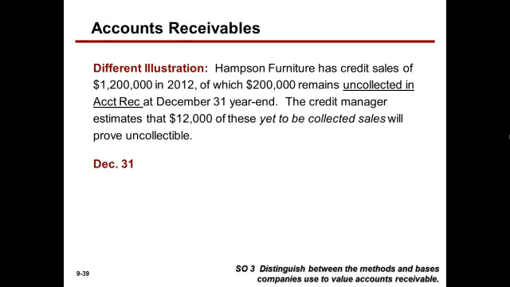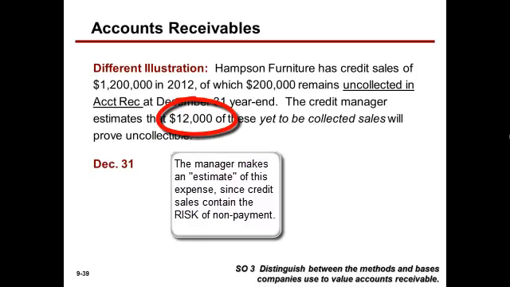Let's look at a different illustration. Hampson Furniture has credit sales of $1,200,000 in 2012, of which $200,000 remains uncollected in accounts receivable at December 31st year end. The credit manager makes an estimate that of those $200,000 of receivables, $12,000 yet to be collected will prove uncollectible.